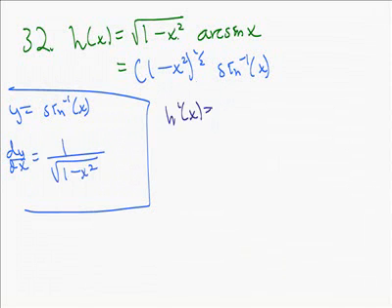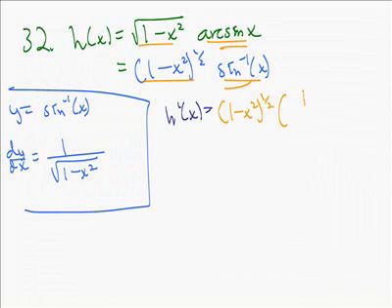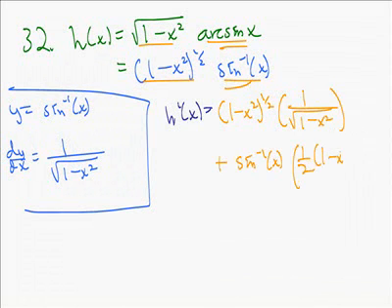H prime of x, we have a product here, two things multiplied together. So we're going to take the first and leave it alone, 1 minus x squared to the 1/2 times the derivative of the second. Derivative of the inverse sine is just 1 over the square root of 1 minus x squared, plus second, which is the inverse sine of x, second left alone, times the derivative of the first. Well, the derivative of this is going to be 1 half times 1 minus x squared to the negative 1 half, times the derivative of what's inside. Derivative of 1 minus x squared is a negative 2x. And there we have it.